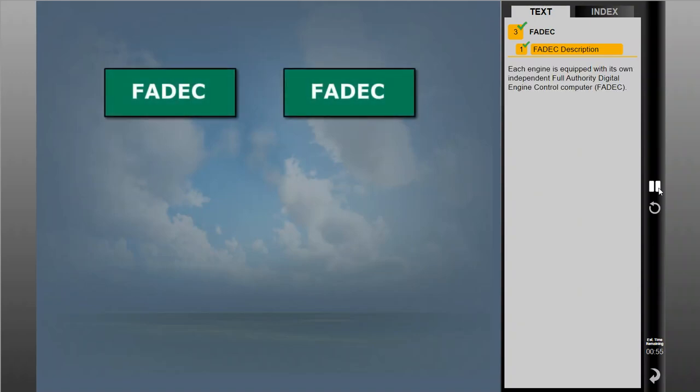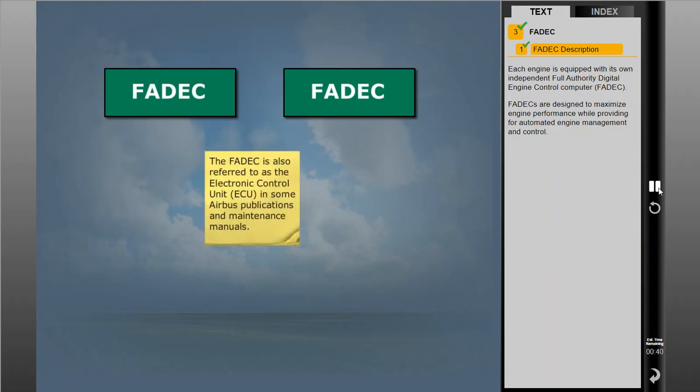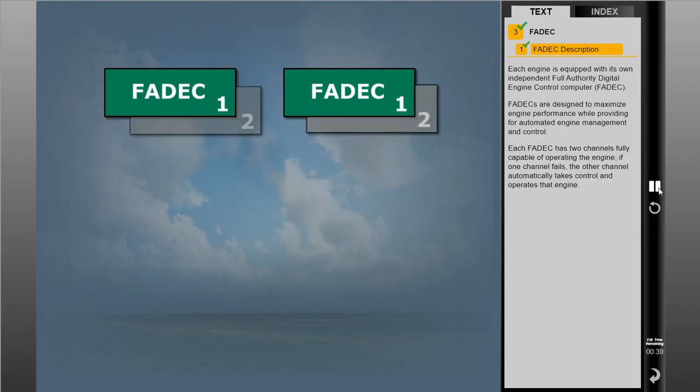Each engine is equipped with its own independent full-authority digital engine control computer, or FADEC. FADECs are designed to maximize engine performance while providing for automated engine management and control. Each FADEC has two channels fully capable of operating the engine. If one FADEC channel fails, the other channel automatically takes control and operates that engine.